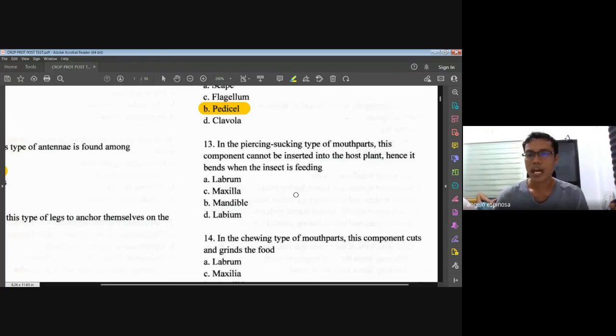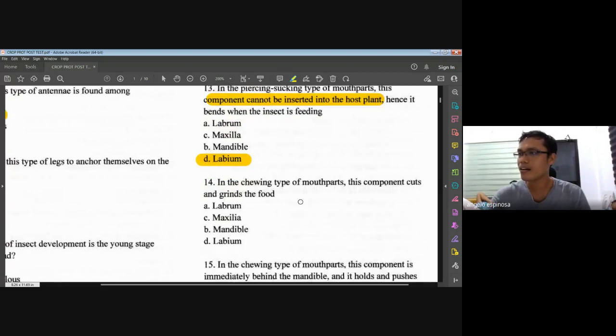Number 13, in the piercing-sucking type of mouthparts, this component cannot be inserted into the host plant. Hence, it bends when the insect is feeding. So, this component cannot be inserted, ibig sabihin nasa labas lang siya, and then it bends when the insect is feeding. Tulad ng ating bunganga, nagbe-bend pag kumakain tayo. So, the correct answer is labium. Letter D.